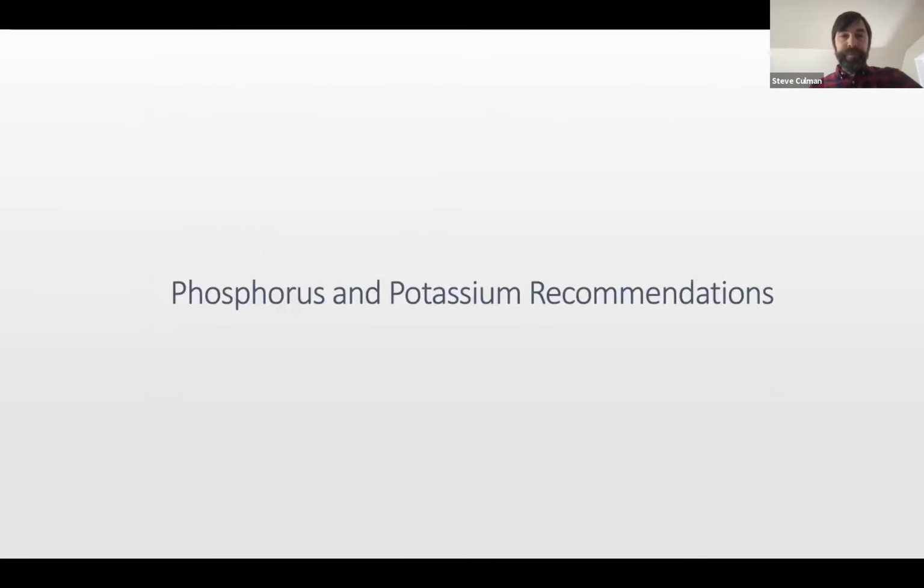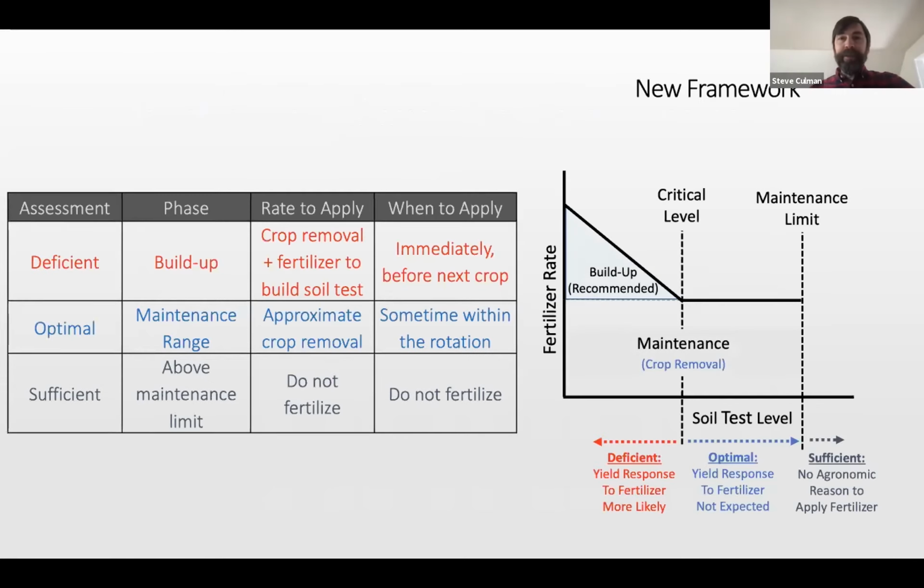Okay. And so let's talk about PNK recommendations, and we'll talk a little bit about what we've done to tweak the framework for our build and maintain framework for PNK. Okay. And so very generally, there's a lot here and we don't need to worry about all of it, but we've got fertilizer rate and soil test level. So this is either soil test P or K. As our soil test level increases, our fertilizer rate typically declines.